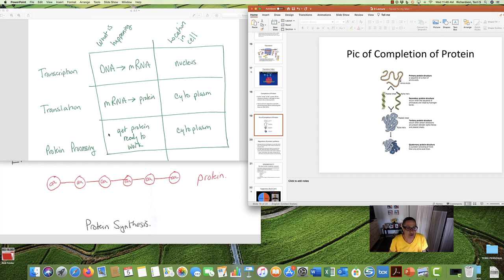But for your table, all I really expect you to know is it's getting the protein ready to do whatever its final job is, whether it's a collagen protein that's going to be in our hair or our nails or our skin, whether it's an antibody that's going to go through the immune system and fight viruses and bacteria, whether it's a hemoglobin protein, a protein in our blood that helps deliver oxygen, whatever the final job is, the protein processing happens in the cytoplasm and it's getting the protein ready to do its work. All right? Okay, good.